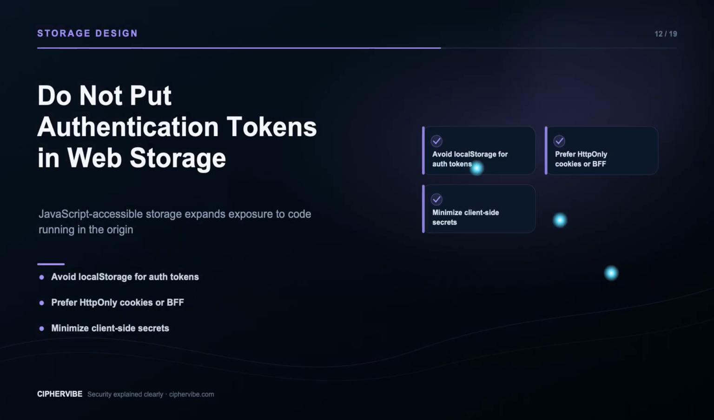OWASP advises against storing authentication tokens, session identifiers, or refresh tokens in local storage or session storage because JavaScript executing in the origin can access them. Prefer appropriately protected HTTP-only cookies or a backend for front-end design, and keep sensitive client-side state minimal.